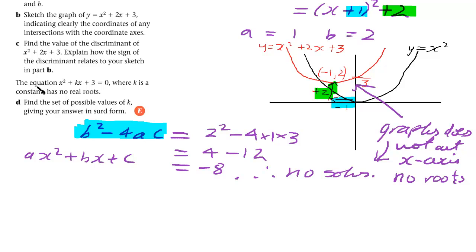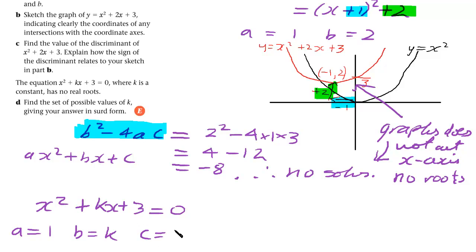Now, the equation x squared plus kx plus 3 equals 0, where k is a constant, has no real roots. Find the possible values of k. Let's write that out. We've got x squared plus kx plus 3 equals 0, has no real roots. Well, let's write out what a, b and c are. How many lots of x squared? Just 1, so a equals 1, b equals k, and c equals 3. We know that has no real roots, and if you have no real roots, b squared minus 4ac will be less than 0.